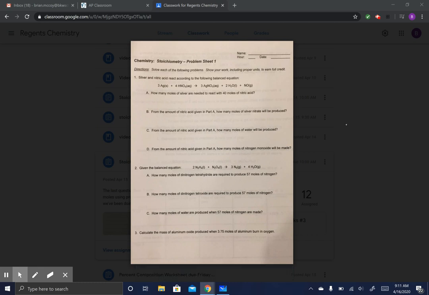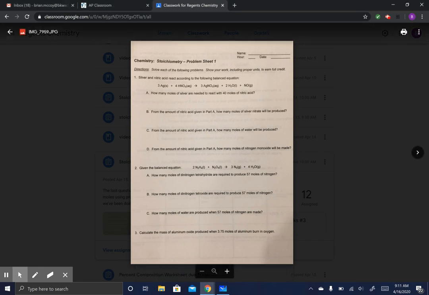All right, guys. So I'm going to go over this worksheet that's due today, and then I'll talk a little bit more about percents. But really, tomorrow morning when we meet, I'll go over the percent comp worksheet and then talk more about percents and percent hydrates. So I'll intro that a little bit today. We'll see how long this video takes. It shouldn't take too long.